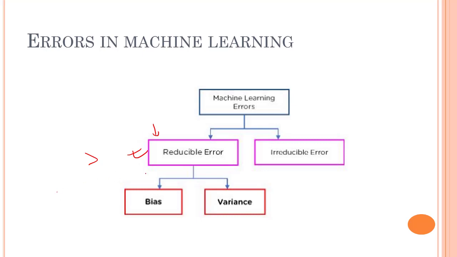But irreducible errors are errors which will always be present in our machine learning model because of unknown variables, or whose values cannot be reduced. Basically, this can be known as noise. So that's a bit about reducible error and irreducible error. Reducible error again has two things: we have bias, and then we have variance. Let's understand both of them.